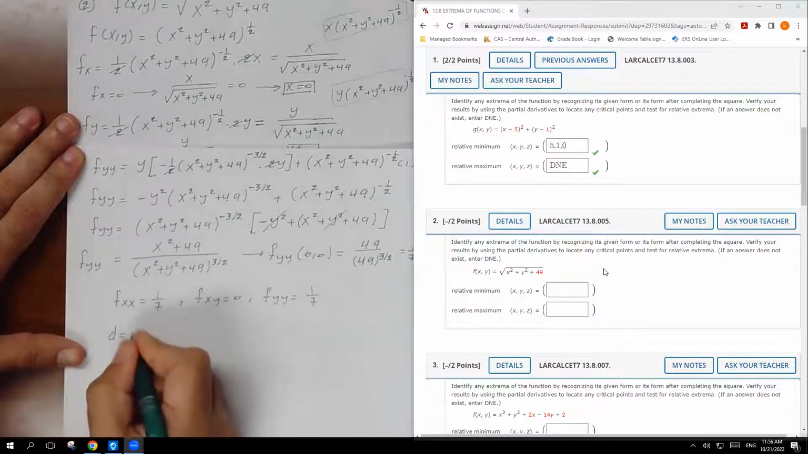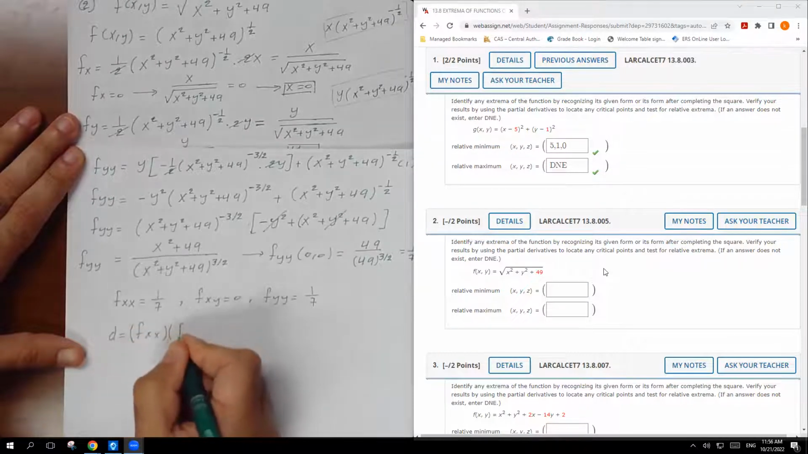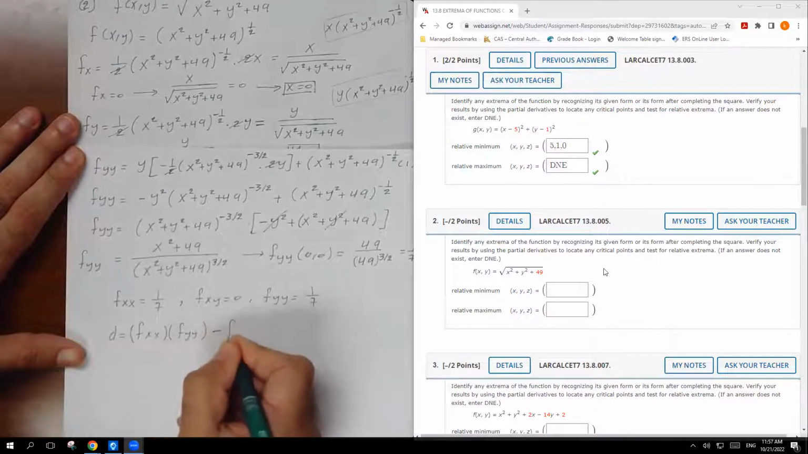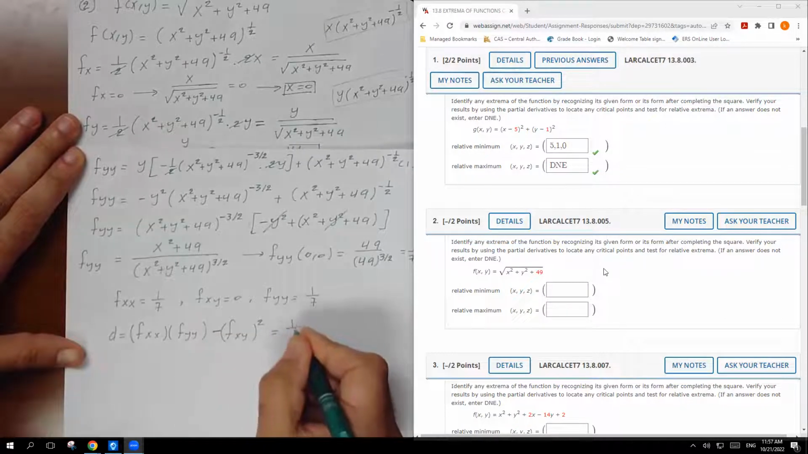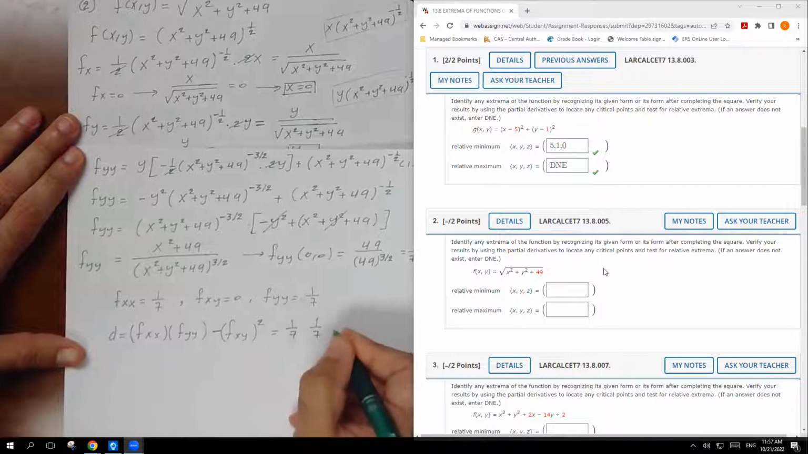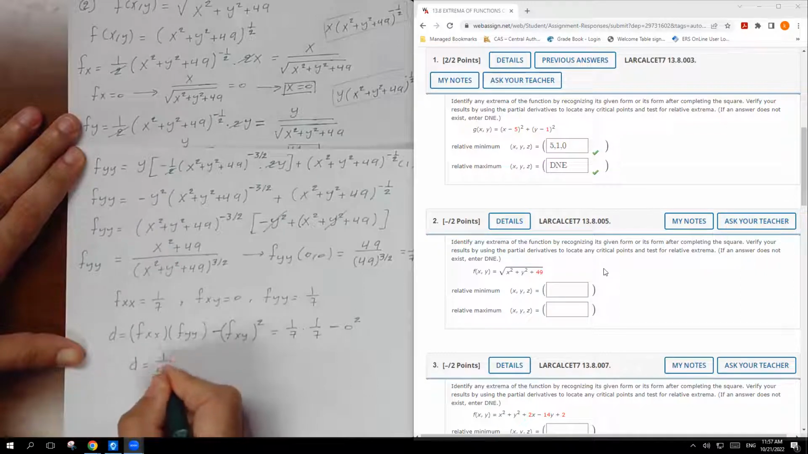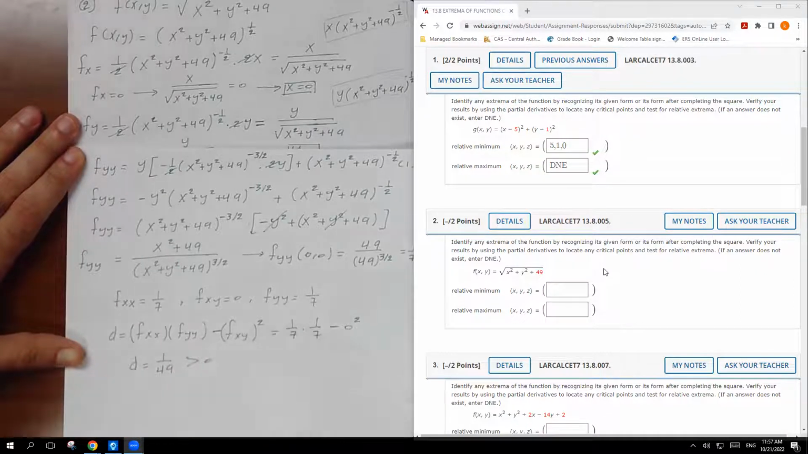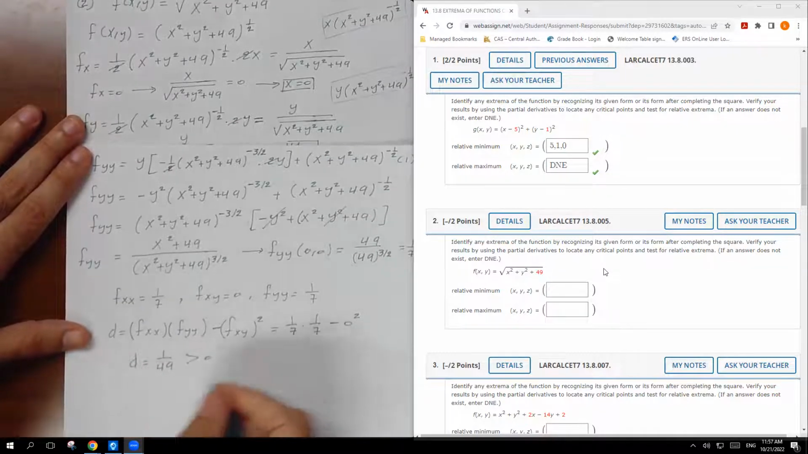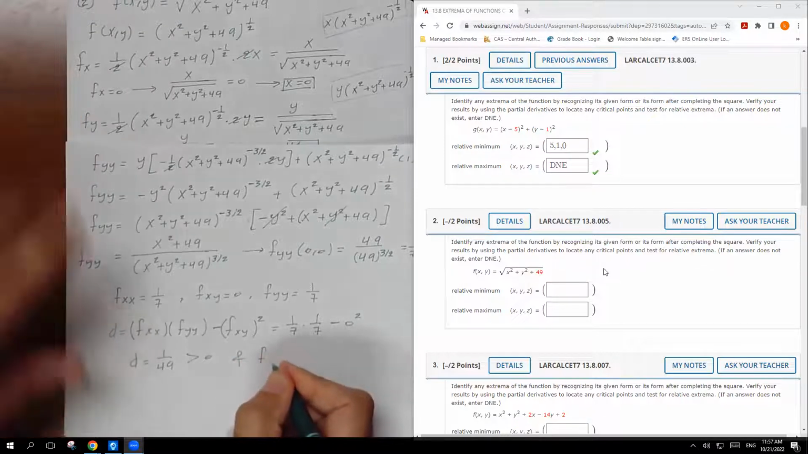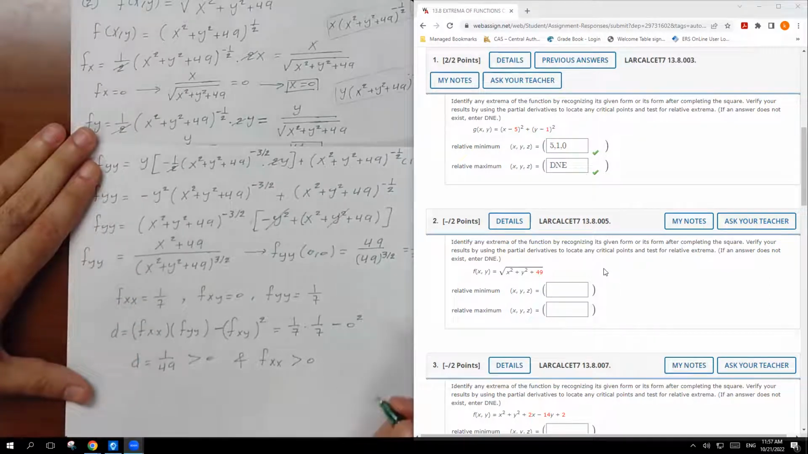Now D is going to be equal to f sub xx times f sub yy minus f sub xy squared, which is equal to 1 over 7 times 1 over 7 minus 0 squared. So our D is going to be equal to 1 over 49, which is greater than 0. So D is greater than 0, and f sub xx is also greater than 0. That means it is going to be a minimum.